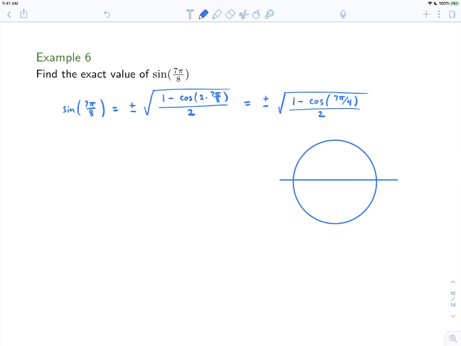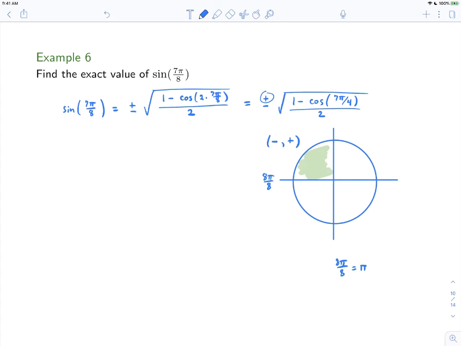Seven pi over 8 is just a little bit smaller than 8 pi over 8. Now 8 pi over 8 is pi. So 8 pi over 8 is right here. So 7 pi over 8 is going to be in the second quadrant. So that means x is negative, but y is positive. So that means we want to choose the positive square root, because we're computing sine, which is the y value. So this is going to be positive.